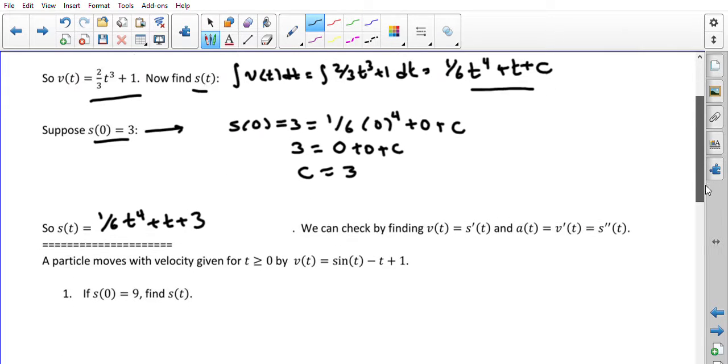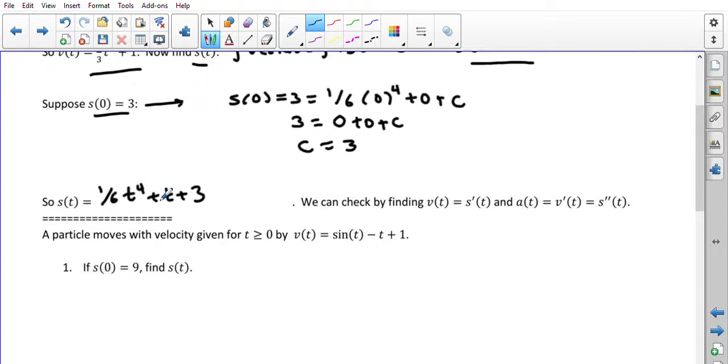In other words, we take one derivative, so the 3 goes away and this becomes 2/3 t cubed plus 1, and then we take another derivative, the plus 1 goes away, and we end up with our original function, 2t squared.